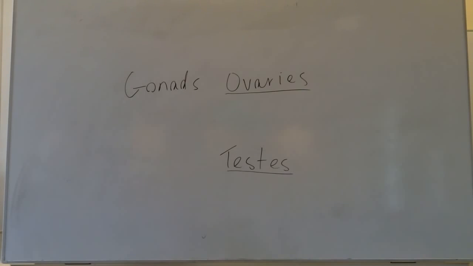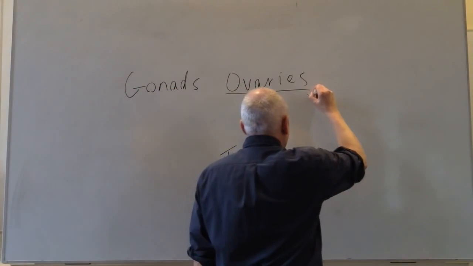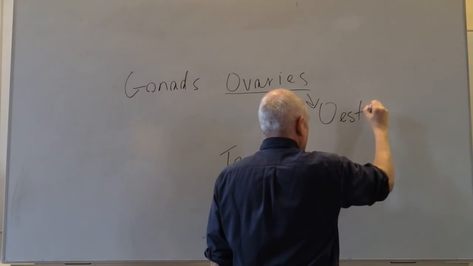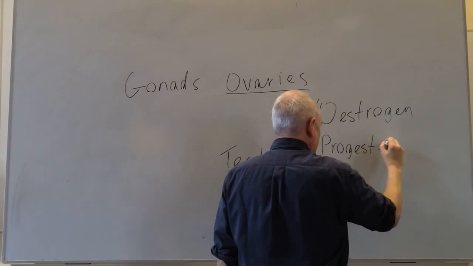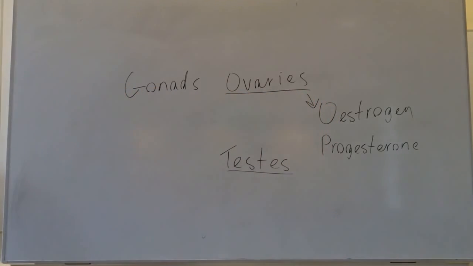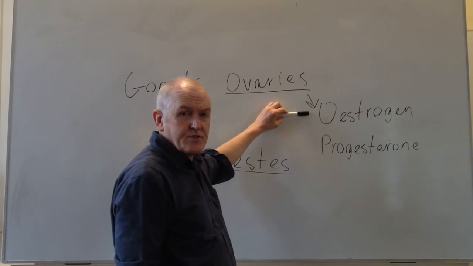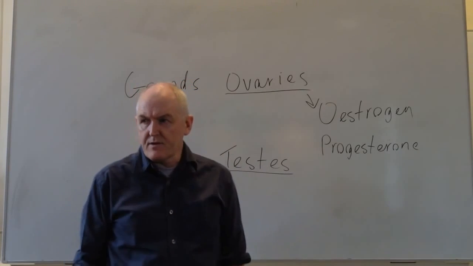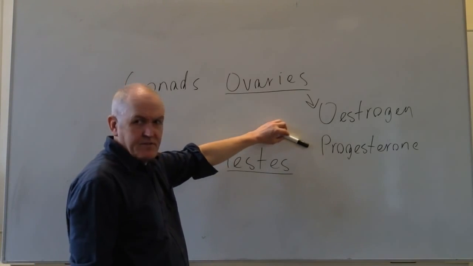Now, before puberty, neither of these structures do very much. But at puberty, the ovaries start producing estrogen and progesterone. Estrogen is produced particularly in the first half of the menstrual cycle by the developing follicle. Progesterone is produced particularly in the second half of the menstrual cycle.